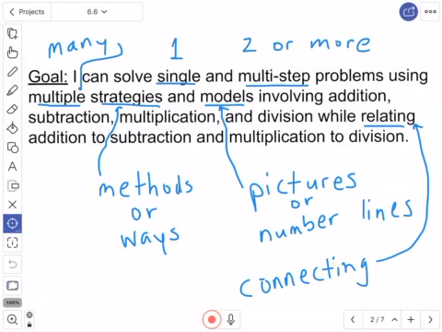And this is our end of the unit goal. So we're not going to always be doing all of these things, but by the end of the unit, we will be doing a lot of it. So let's read it. I can solve. Ready? I can solve single and multi-step problems using multiple strategies and models involving addition, subtraction, multiplication, and division, while relating addition to subtraction and multiplication to division.